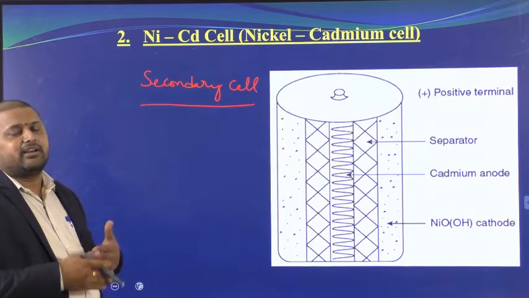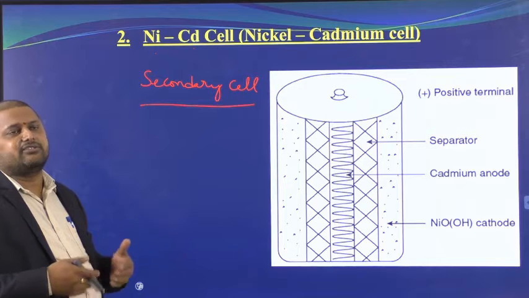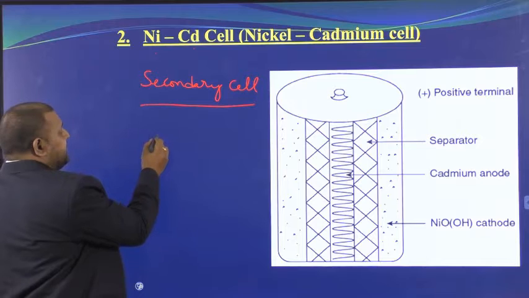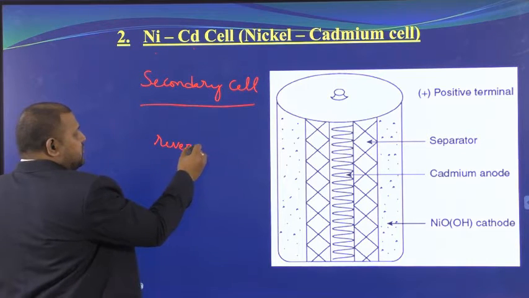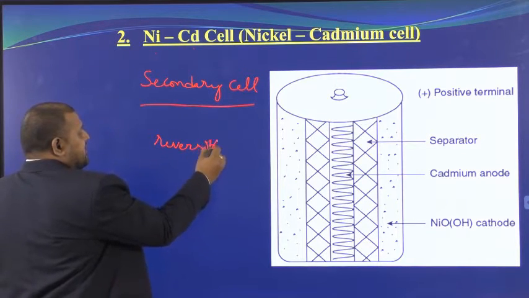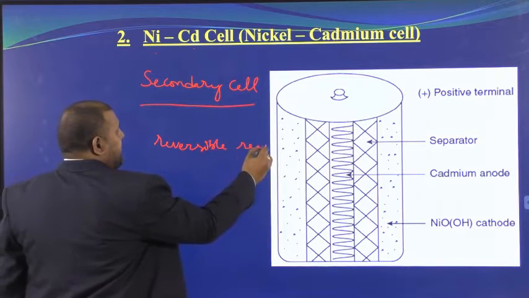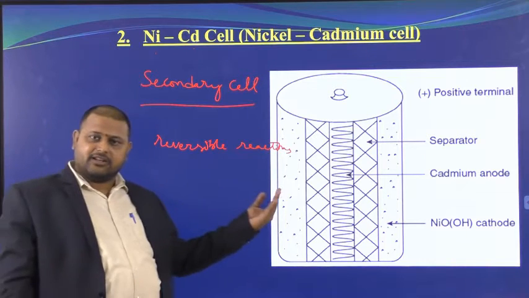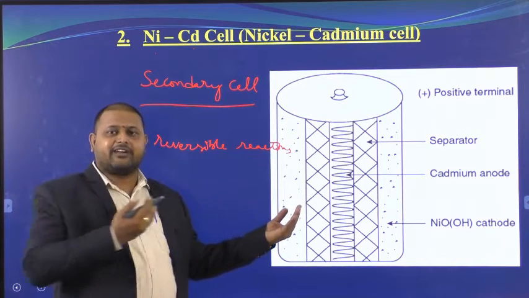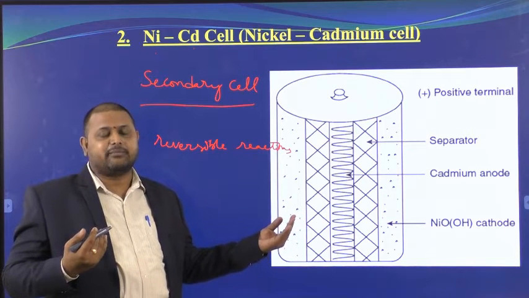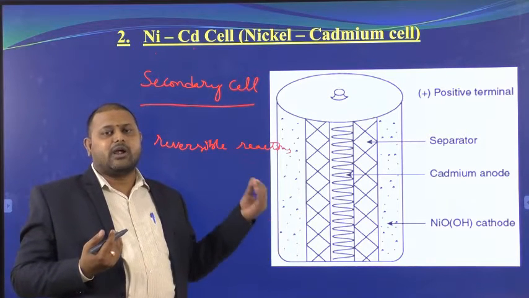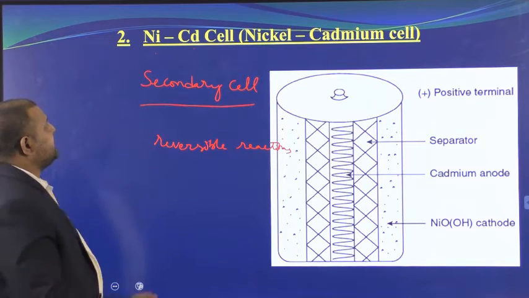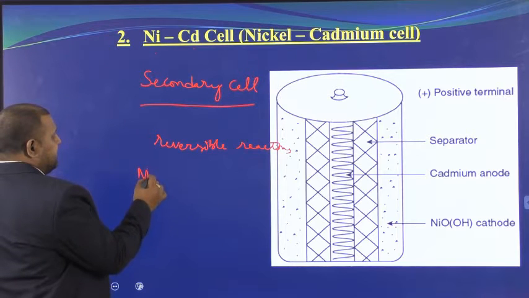Once these are recharged, again we can use them. They are recyclable and reusable, again and again we can reuse them. That is the main importance of a secondary battery, because the cell reactions are reversible. The forward reaction is possible, and if you supply the energy, the backward reaction is also possible. That is the main important thing you should remember while discussing secondary batteries. For a secondary battery, the best example is the nickel cadmium cell.